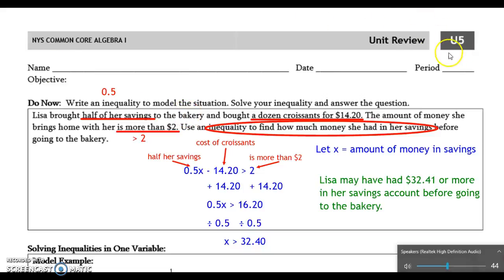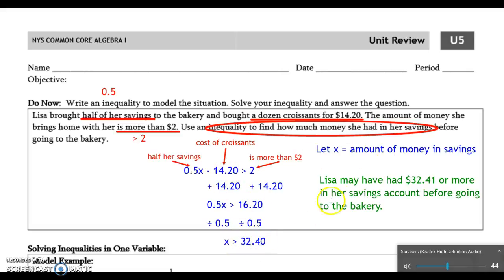Hello students, this is a review for Unit 5's test, which is coming up on Monday. You can see that I've underlined all of the important information in the problem. I've circled the question and I've written notes to myself. That's the annotation step. Then I created an inequality to represent the situation.